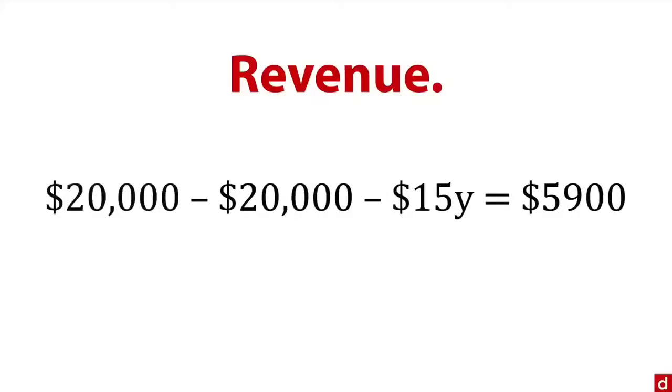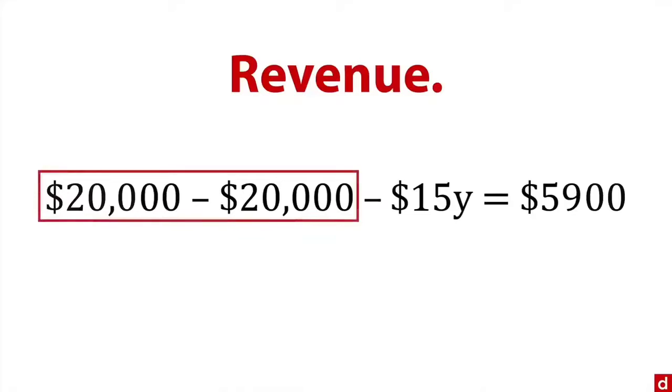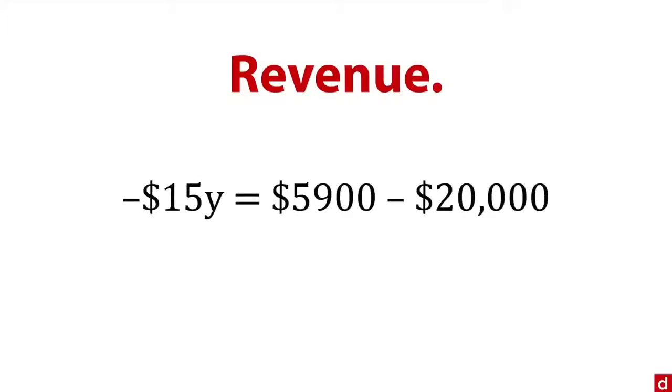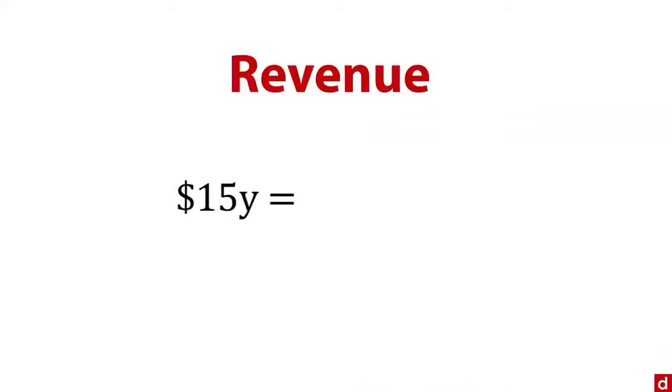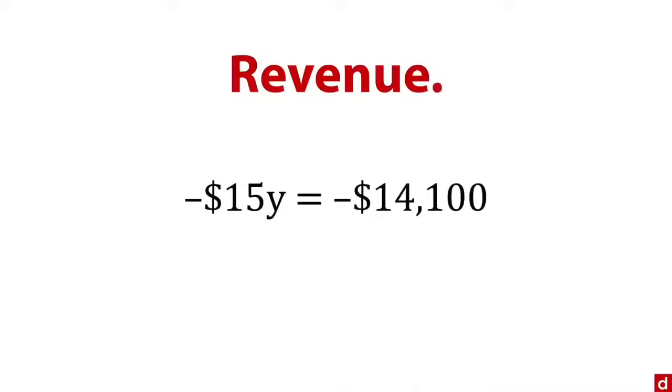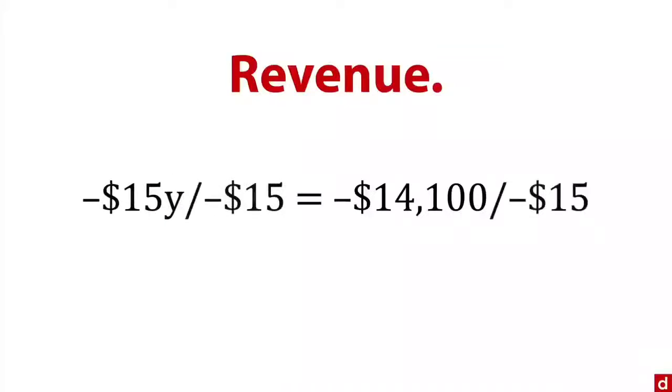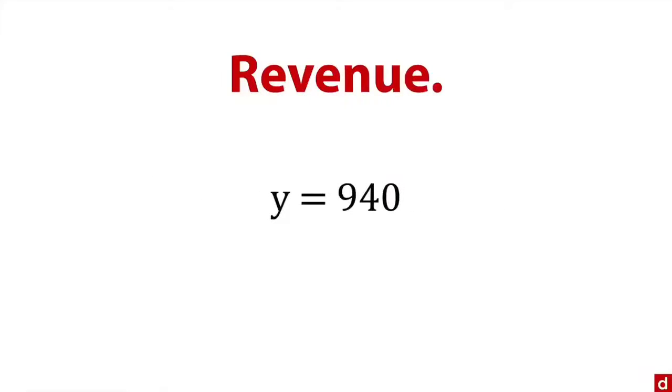20,000 from both sides. So there it is right there on the left. And that disappears. And then I get it over on the right side. And I do the math there and I get minus $14,100. Well, then I divide both sides by negative 15. And when we do that, we get y is equal to 940. Okay, so that's one of our values for sales.